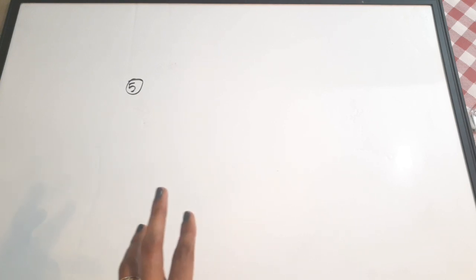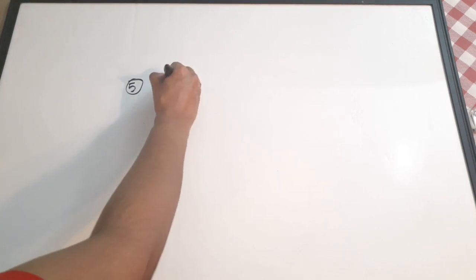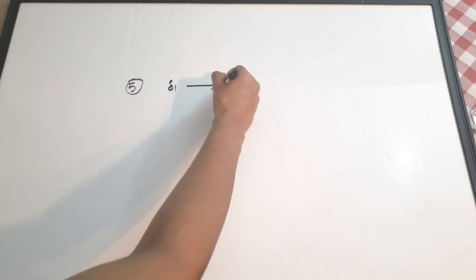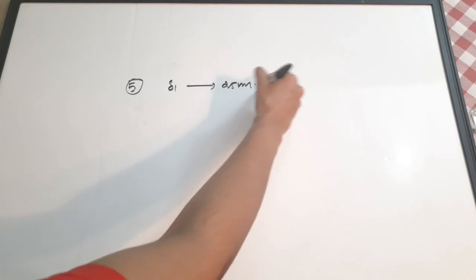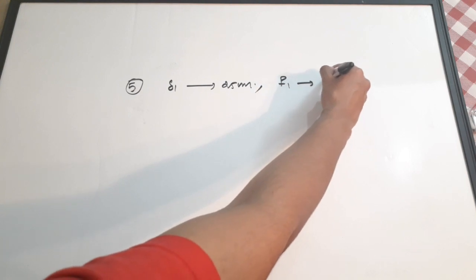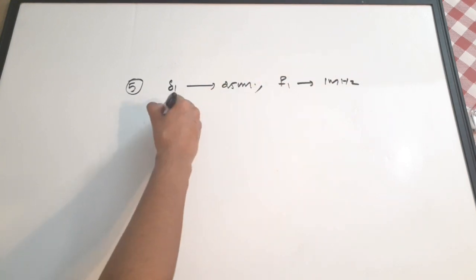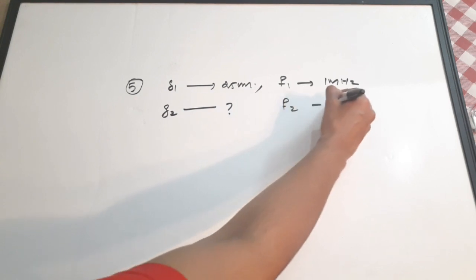The depth of penetration of an EM wave in the medium having conductivity, at a frequency of 1 megahertz, is 25 centimeter. And what is the depth of penetration at 4 megahertz? So this is actually asking the skin depth. First, delta 1 is given as 25 centimeters at frequency f1 equal to 1 megahertz. Now you need to find delta 2, where f2 is equal to 4 megahertz.